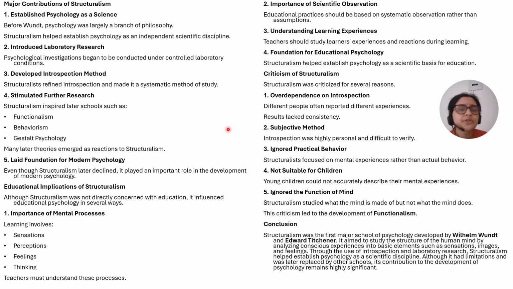What are the major contributions? It established psychology as a science. It was the first school which told that psychology is also a science. It introduced laboratory research. It developed the introspection method. It stimulated further research. So because of structuralism only, other schools have emerged. It laid the foundation for modern psychology. What are the educational implications? Importance of mental processes, importance of scientific observations, understanding the learning experiences, and it is a foundation of educational psychology.